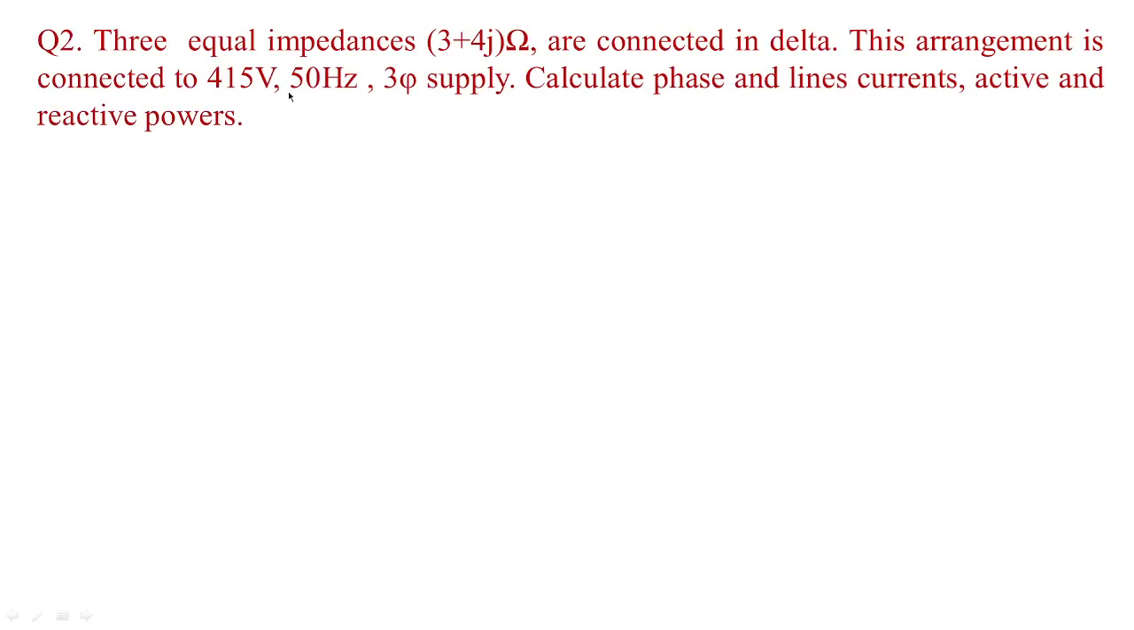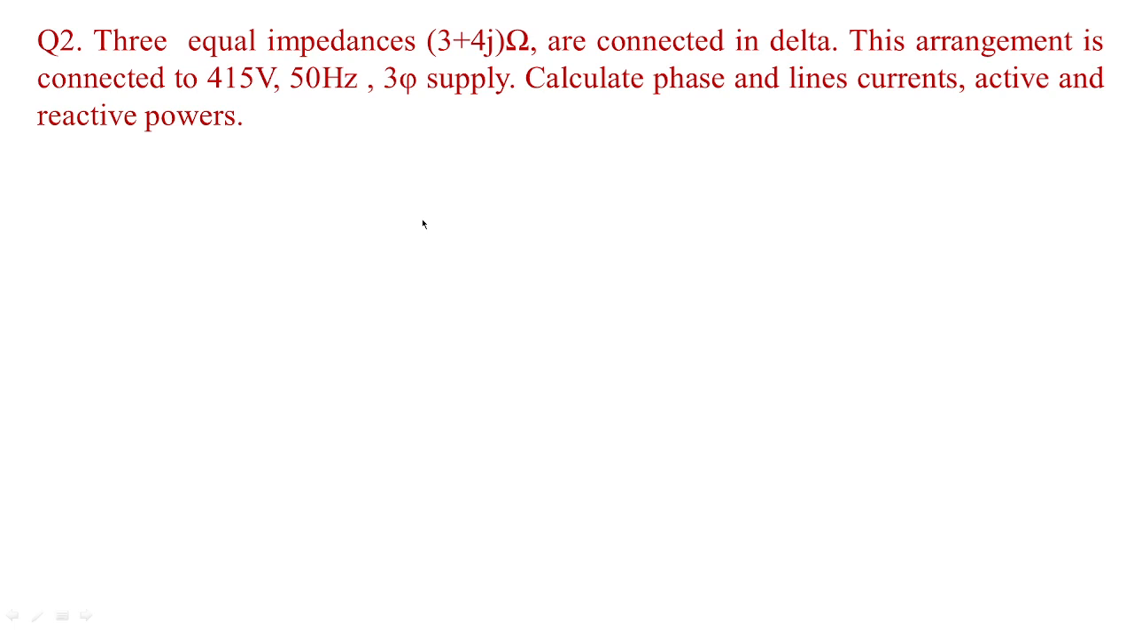Now what if the same problem is given to us and the connection is in delta form? You can see the parameters are the same. The impedance parameter is the same. The voltage, the frequency and the three-phase supply given to the delta network are one and the same. We just need to calculate the active and reactive power.